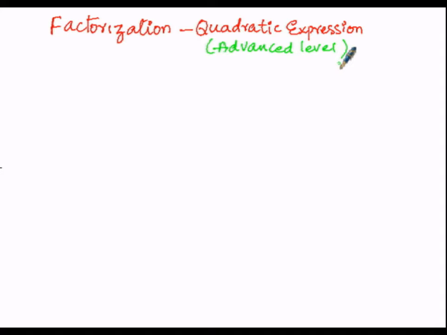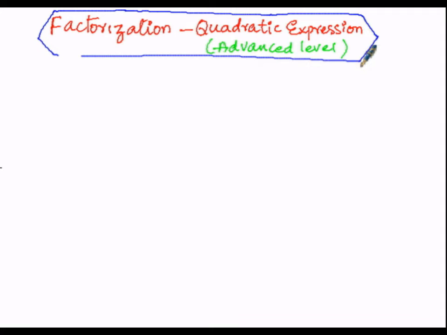So here a quadratic expression is a polynomial of degree 2. A second degree polynomial will be called a quadratic expression, whereas if the second degree term's coefficient is 1, then such a polynomial will be called a monic quadratic expression. So here, first of all, let us know about the quadratic expression.